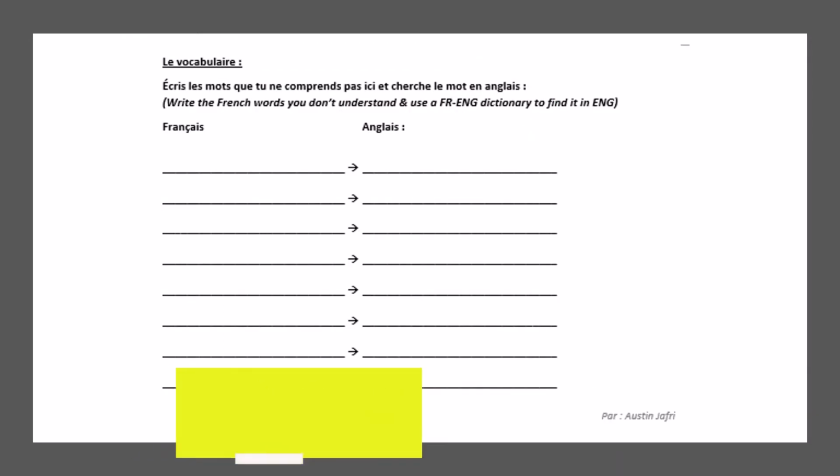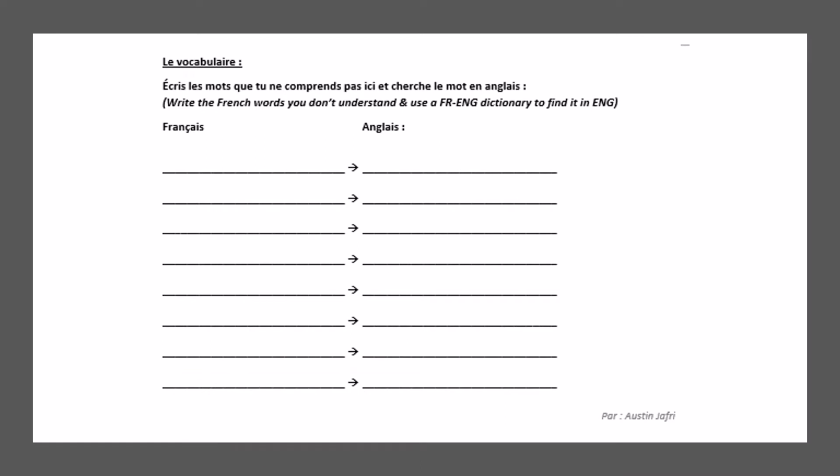Then you have the vocabulary section. So this is where students will keep track of words that are new to them and words they did not understand. And then afterwards, they can use their English-French dictionary to find the word in English. So we have français et anglais.